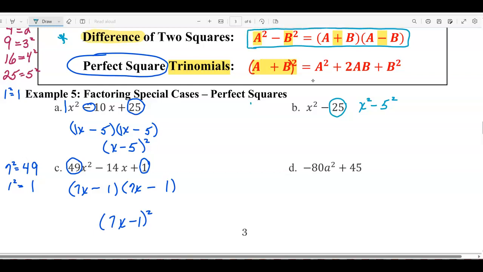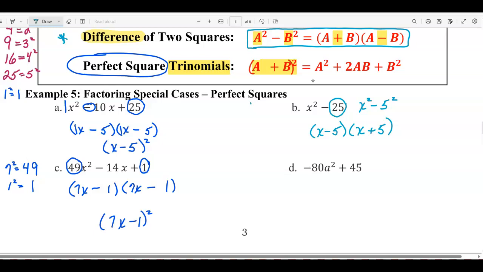That says one's going to have a plus and one's going to have a minus. So that means I'm going to have an x minus 5 and an x plus 5. And again, if you're unsure of this, distribute it all out, FOIL it. You'll see the minus 5x and the plus 5x cancel each other. We're left with x squared minus 25.